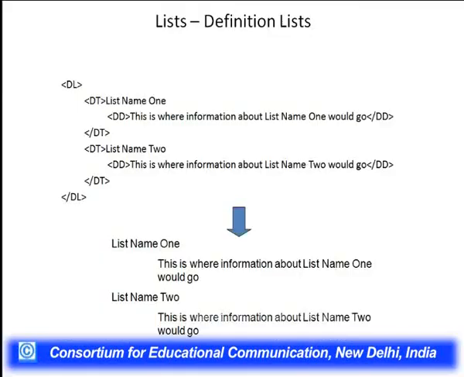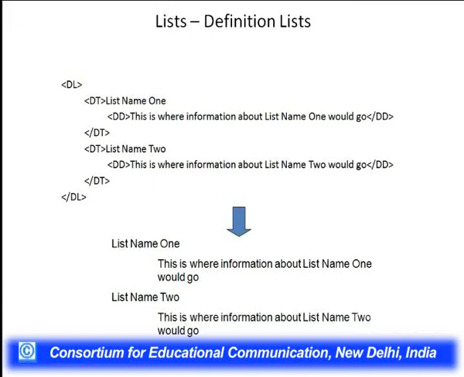Today we will continue with the third type of list, that is called the definition list. So you can see here the command for creating a definition list is DL, which stands for definition list, and DT stands for definition title, and DD stands for definition data. So basically you put a DT, and in that you give the definition of the topic, then you give the second title and you give the definition of the second title.